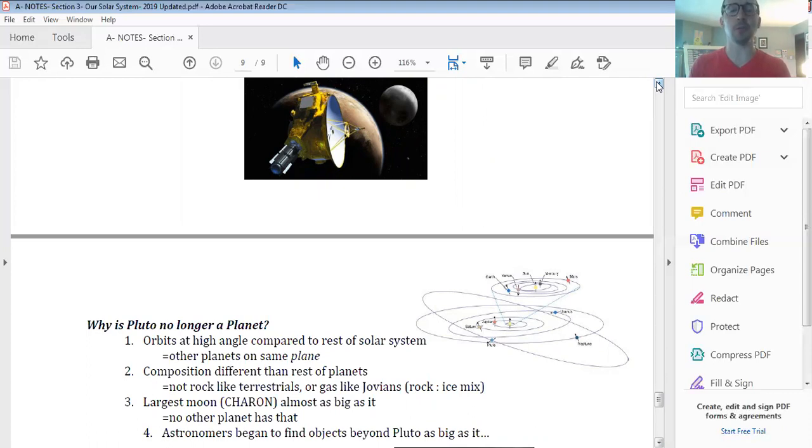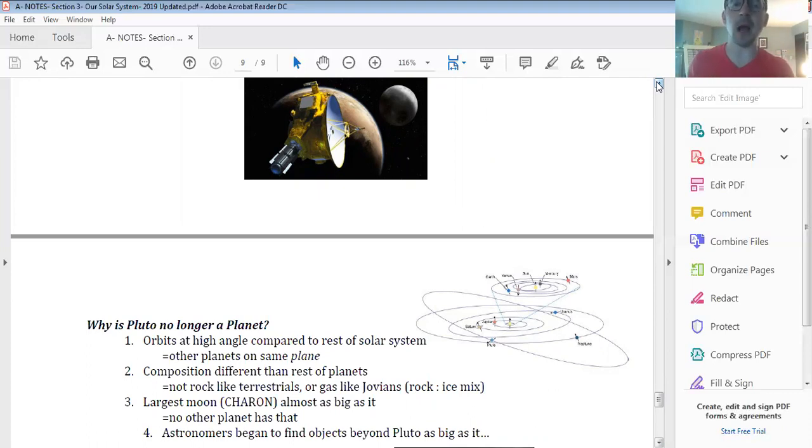For starters, Pluto does not orbit the sun on the same plane as the other planets do. So if you imagine my fist being the sun, all 8 planets orbit more or less on the same invisible surface, give or take a degree. But Pluto actually orbits like this, at a very high angle.